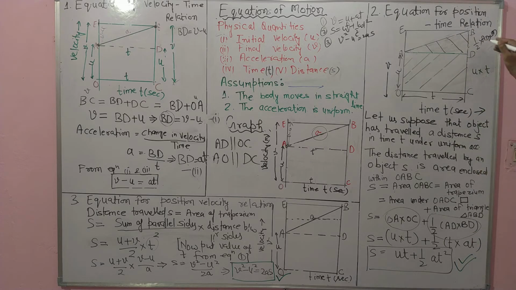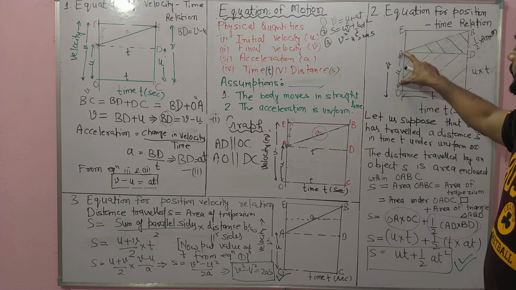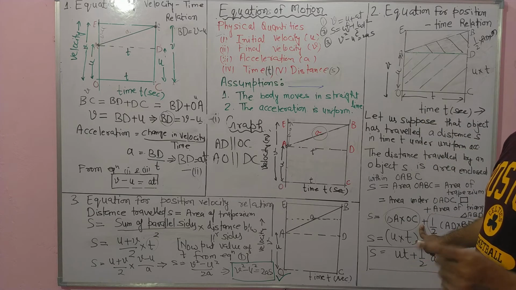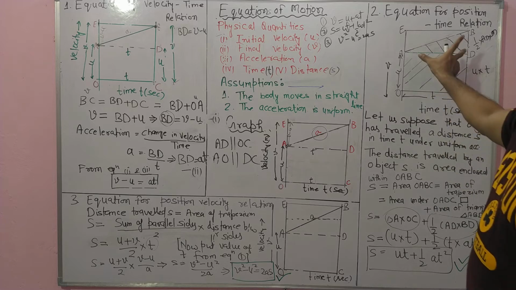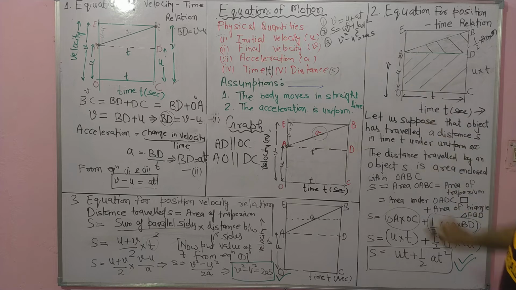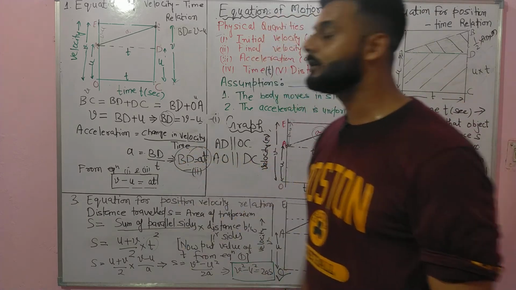What is the area of the triangle? Half base into height. Now we will put in the values here. OA is equal to U, OC is equal to T, plus, because we have to add both the areas, plus half AD into BD. So AD is equal to OC, that is the time. So we will put AD is equal to T. And for BD, we have already calculated BD is equal to at.